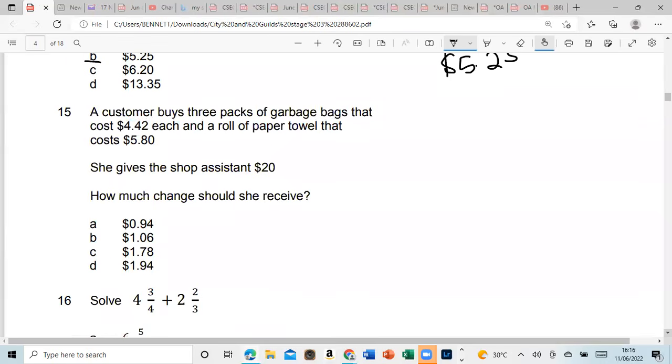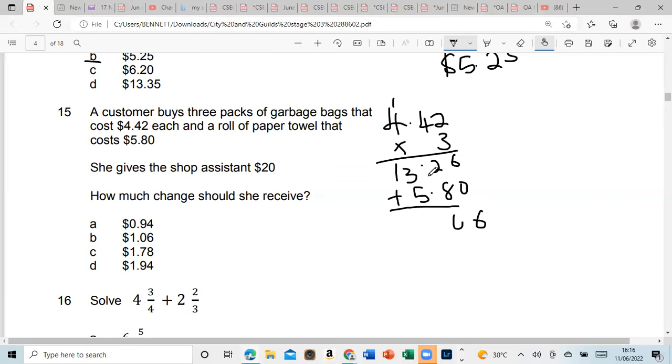Number 15. A customer buys 3 packs of garbage bags that cost $4.42 each and a roll of paper towel that costs $5 each. She gives the shop assistant $20. How much change should she receive? So it's $4.42 times 3. 3 times 4 is 12, carry 1. 3 times 4 is 12 and 1 is 13. So the garbage bags are 13.26. Add the 5. So that is $19.06.